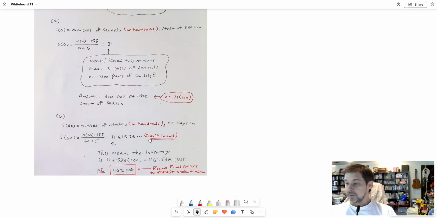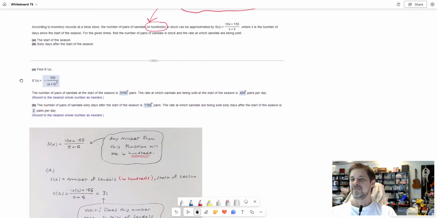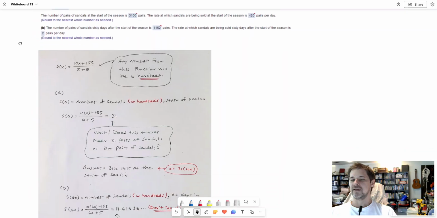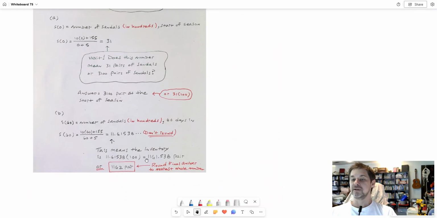And again, what does that number mean? If I see 11.6, does that mean the inventory is 11.6, or does it mean the inventory is whatever this number is times 100? Remember, the fine print says that we have to take the result we get out of this formula, and to get the true inventory, I've got to multiply it by 100. So if I take the number in my calculator and multiply by 100, I get 1161.5 pairs. That's the inventory 60 days in.